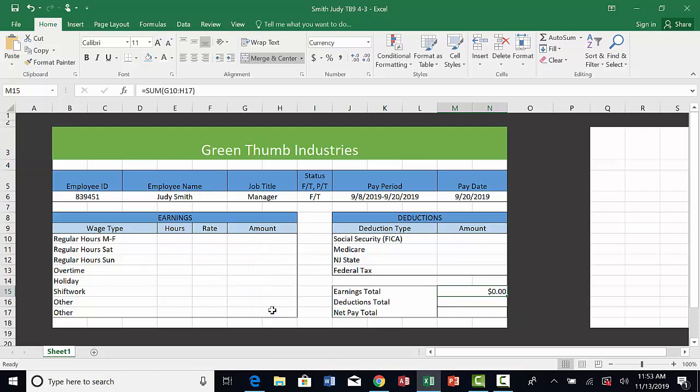My answer is 0 because I don't have any amounts in my range of cells. You should have an answer in cell M15. This is the end of this tutorial. Remember to save your work.